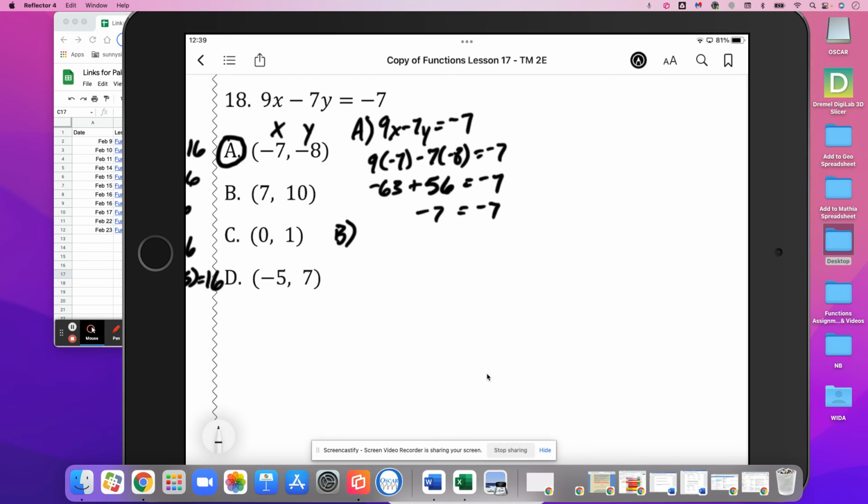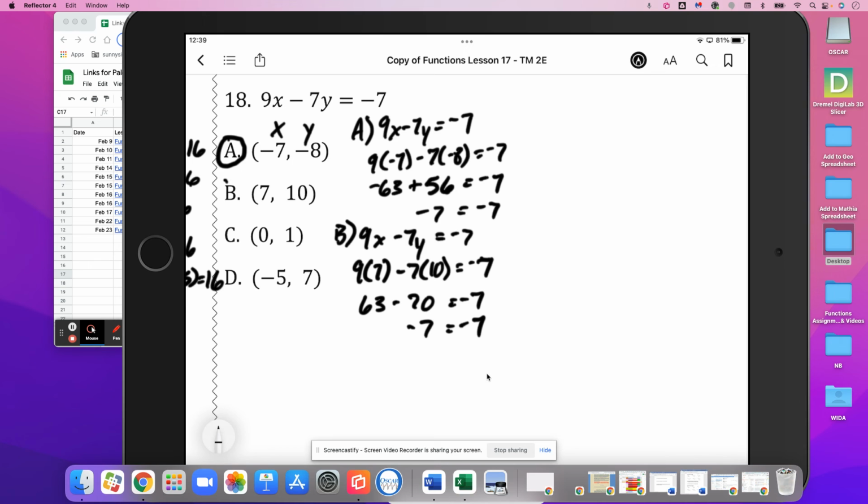For B, 9x minus 7y equals negative 7. So we're going to have 9 times 7 minus 7 times 10 equals negative 7. We'll see if this one works. So 63 minus 70 equals negative 7. And yes, we end up with negative 7 equals negative 7.